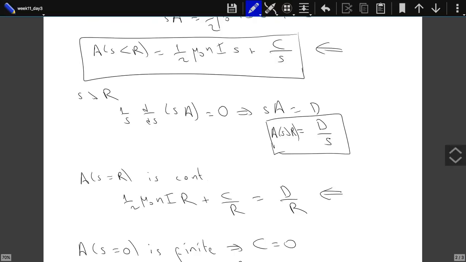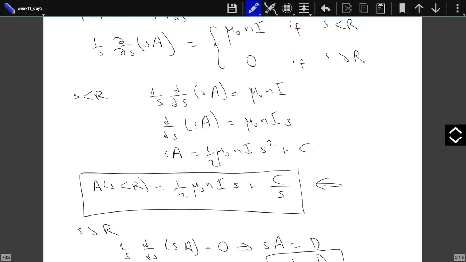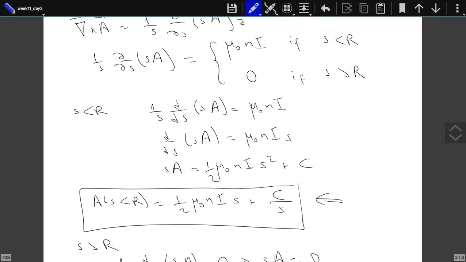It's D over S, for some constant D. Then we said we have two conditions. One, A should be finite everywhere. Since A is finite everywhere inside, including the central axis of the solenoid, inside my cylinder this is my vector potential. This should be finite when I set S equal to 0. That tells me that this term shouldn't be there, which tells me that C is 0.